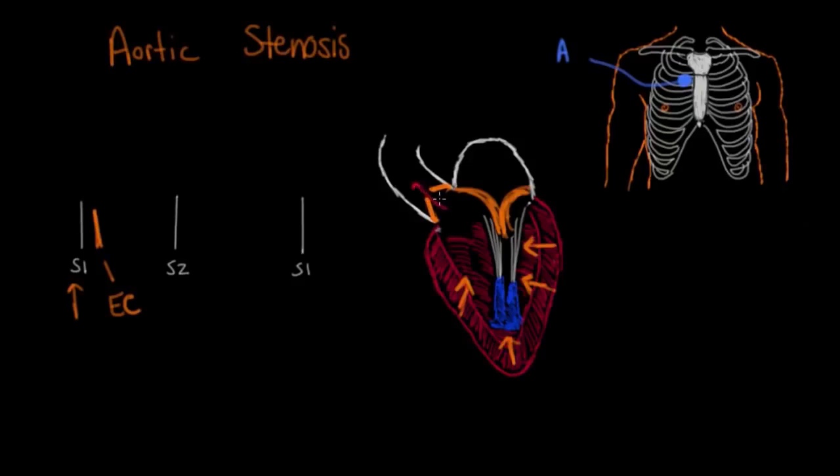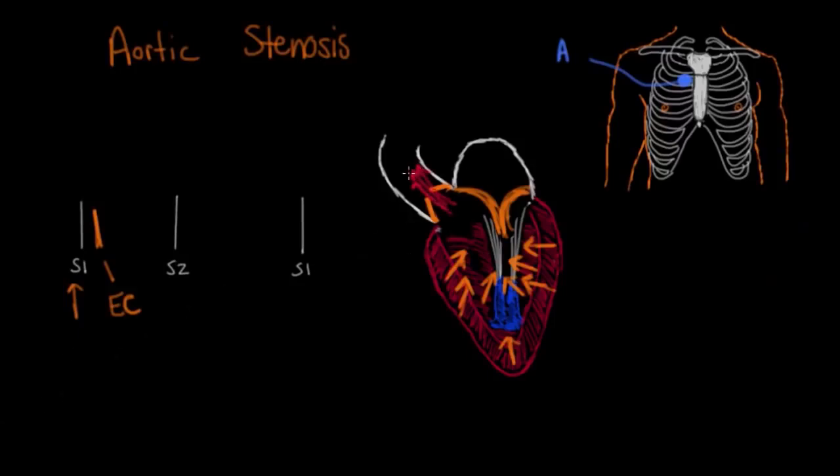And so when the valve first opens, you're going to get a little bit of blood flow through this valve. And as the heart continues to contract more and more, as shown by these arrows, squeezing out more and more forcefully, you get more and more flow.